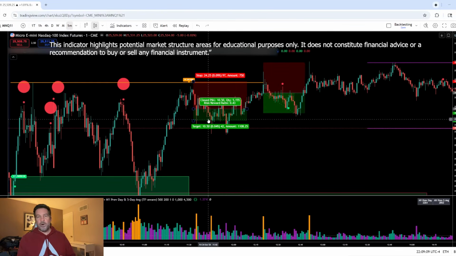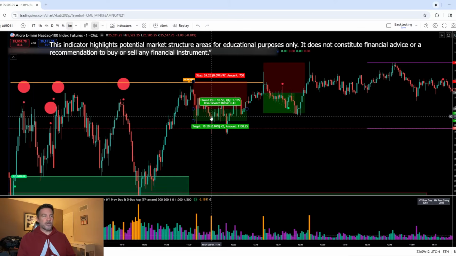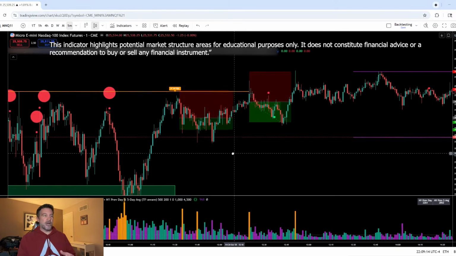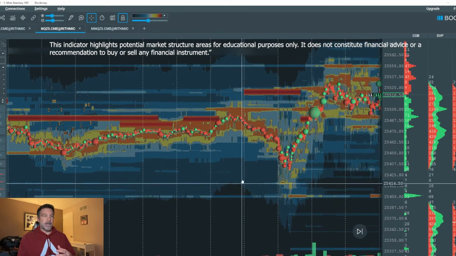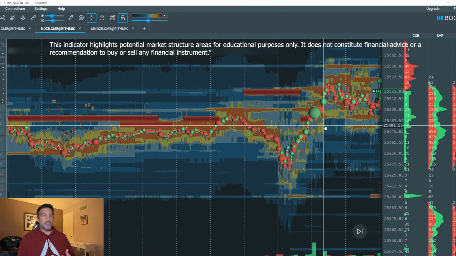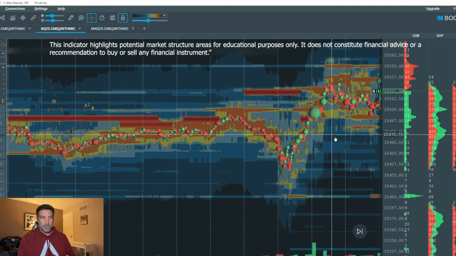Now, I want to come over to Bookmap to share with you why I didn't stay in these trades. I took them as scalps, all right? Because I knew from earlier this morning, looking at Bookmap, it's clear to me that the draw was up here this morning. So that was my directional bias for the day.